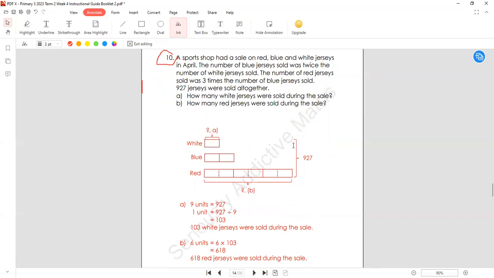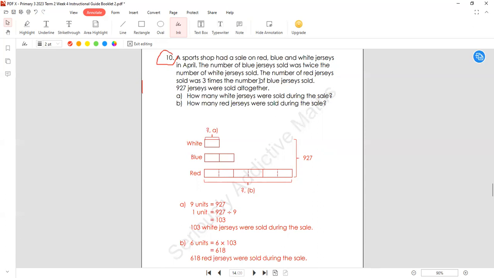Question 10, get them to try on their own, see whether they can draw on their own, but you may need to help them. So this one may be a bit challenging, right? Because if you look at the last part here, the number of red jerseys sold was 3 times the number of blue jerseys, right? So then they have to know 3 times is no longer 3 times 3 units, but 3 times of blue. So 3 times of blue is 6, so 6 units.